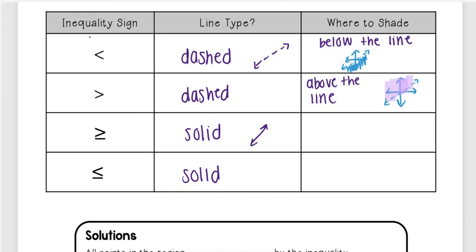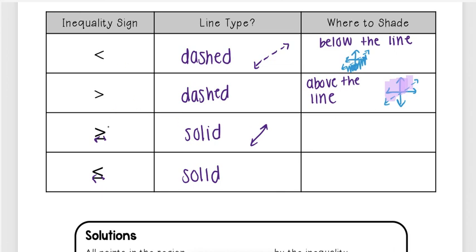And so one way to differentiate between the two, to remember, is that this greater than or equal to and less than or equal to, they have that line underneath. So you may want to draw little arrows. Remember, okay, that means solid. When there's a line underneath, it's solid.